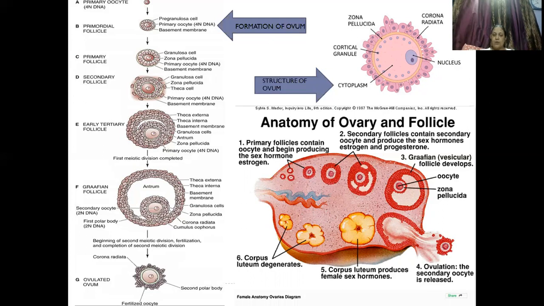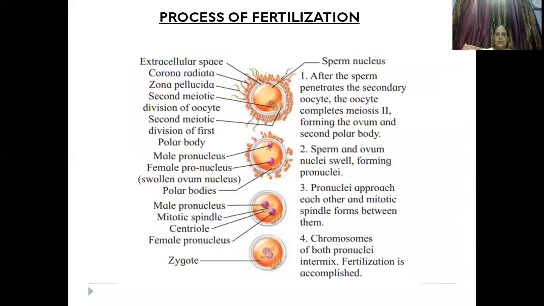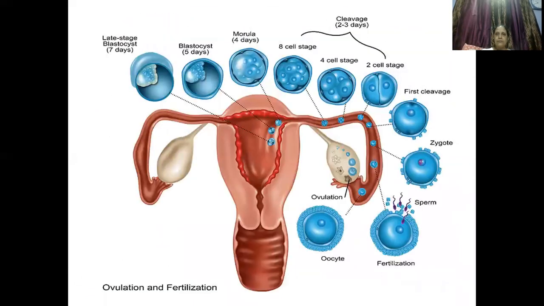The corpus luteum degenerates, but it only degenerates if the pregnancy does not set in. If the pregnancy does not set in, then it will break down. Otherwise, if the pregnancy sets in, then the progesterone level will go high to support the corpus luteum and supports the process of pregnancy. So here, 1 minute, just try to understand this. See here.